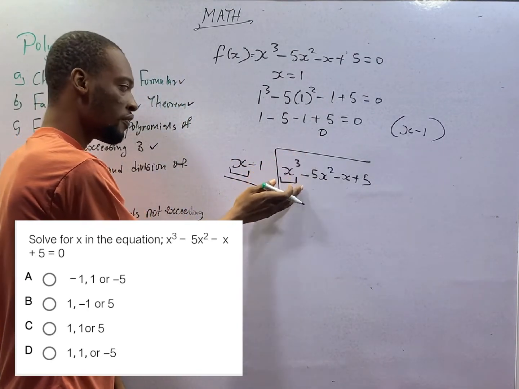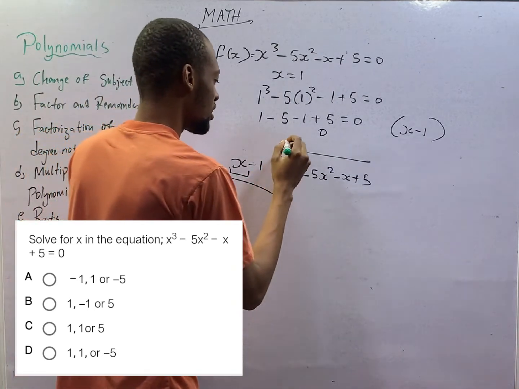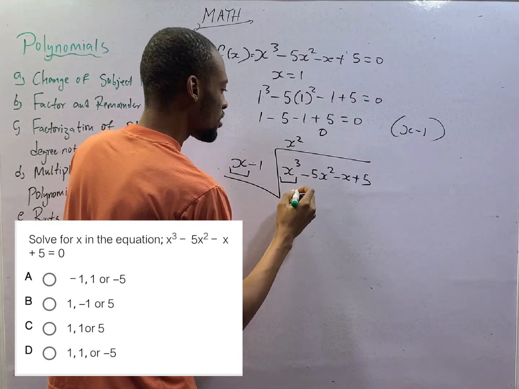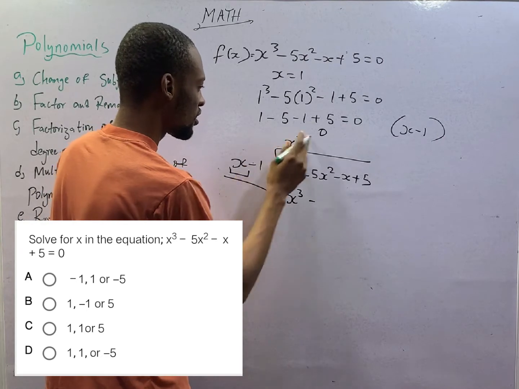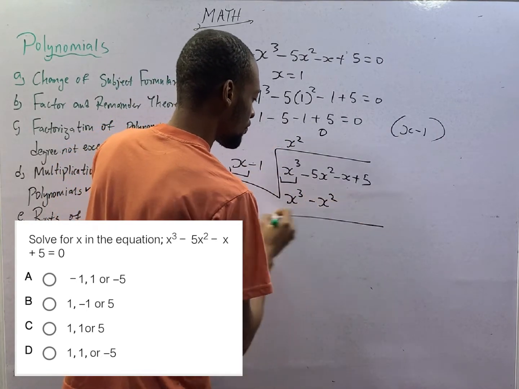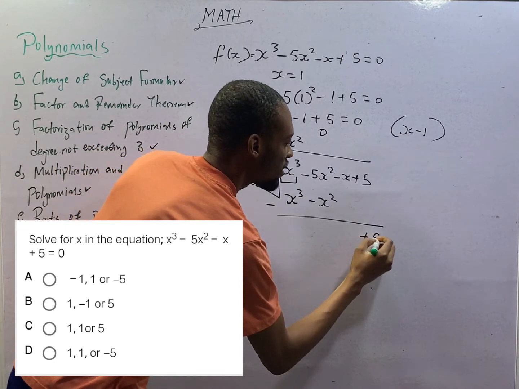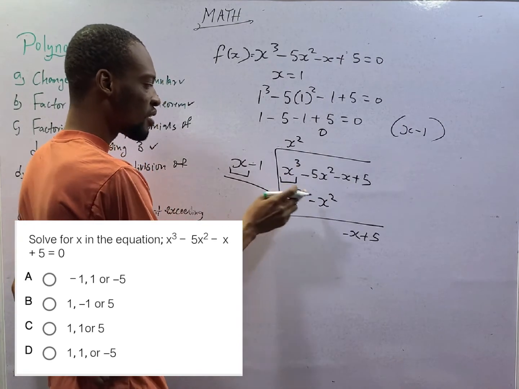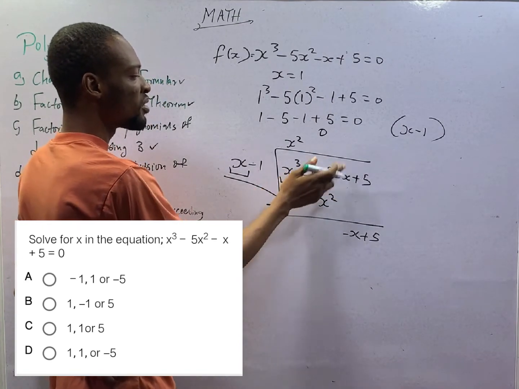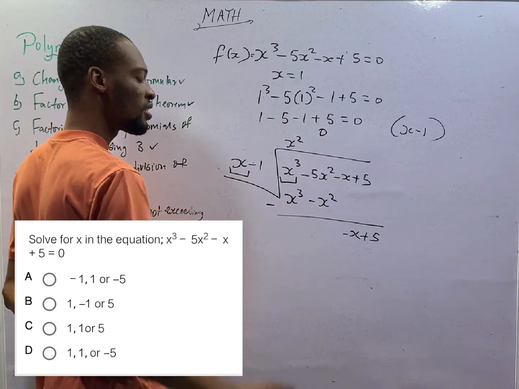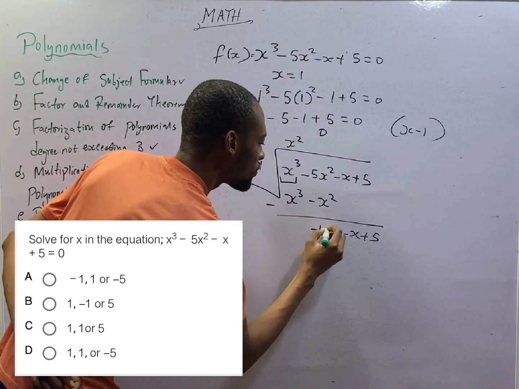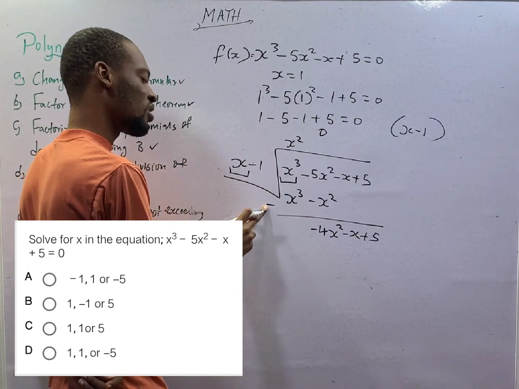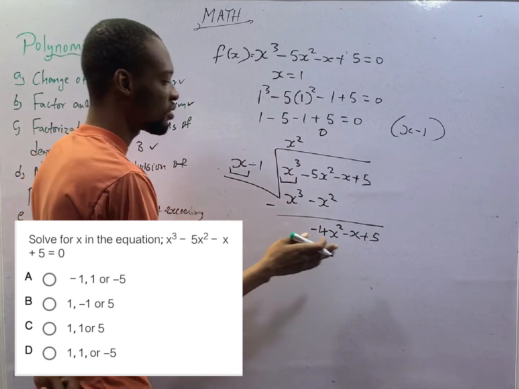From here, the first term, s raised to the power of 3 divided by s, is s squared. Using this to multiply here, you have s raised to the power of 3 minus s squared. Subtracting, you have minus 5s squared minus minus s squared, that is minus 5s squared plus s squared, and that will give you minus 4s squared. s raised to the power of 3 minus s raised to the power of 3 is 0. So we have this.